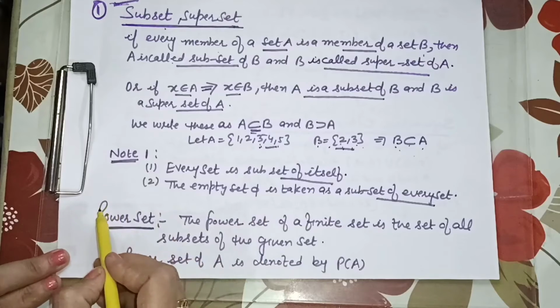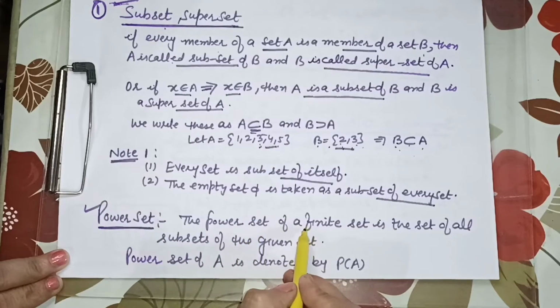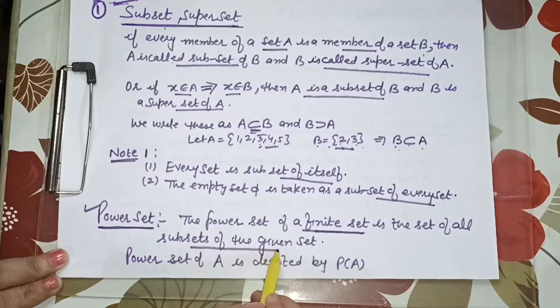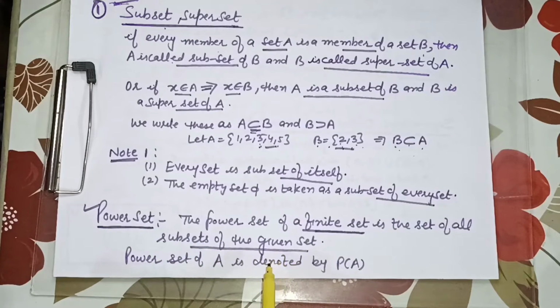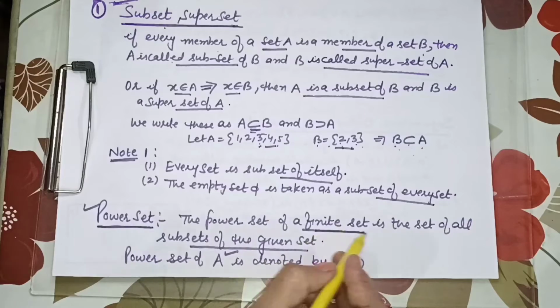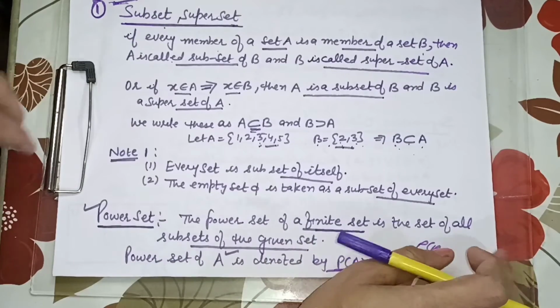The next definition is the power set. The power set of a finite set is the set of all subsets of the given set. That means firstly, the power set is always calculated for a finite set. Finite means a set whose elements we can count. And it is a set of all the subsets of the given set. That means all the possible subsets of a finite set is known as the power set. The power set of A is denoted by P(A). If we are considering set A, then the power set is P(A), and if we are considering B, then the power set is denoted as P(B).